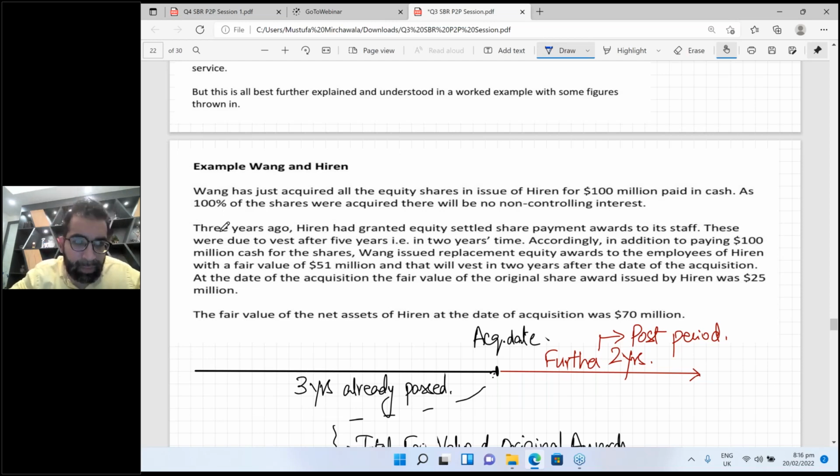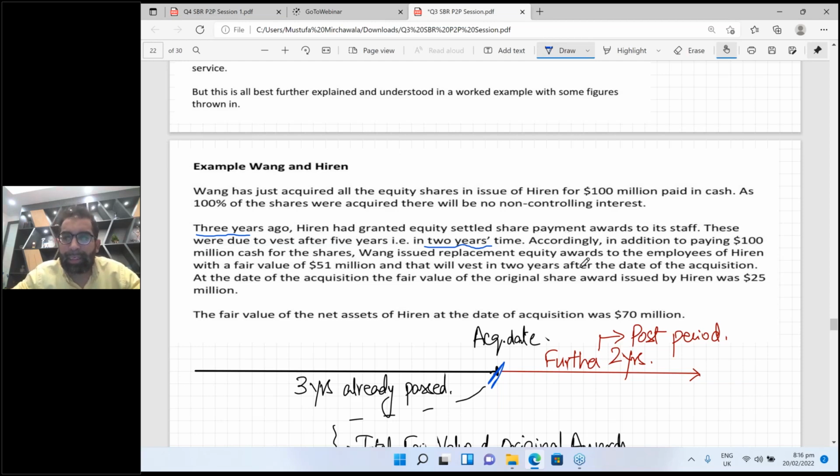Obviously, 3 years ago, now this is the story. 3 years ago, Hiren had, now this is the past story of the subsidiary company. You can see my sketch as well. 3 years ago, Hiren had granted equity settled share-based payment awards to its staff. Okay, these were due to vest after 5 years. Just think, before 3 years this deal was offered, and this deal was for a total of 5 years, and now 3 years have been passed. So how much is the remaining time left? Obviously 2 years is the remaining time left.